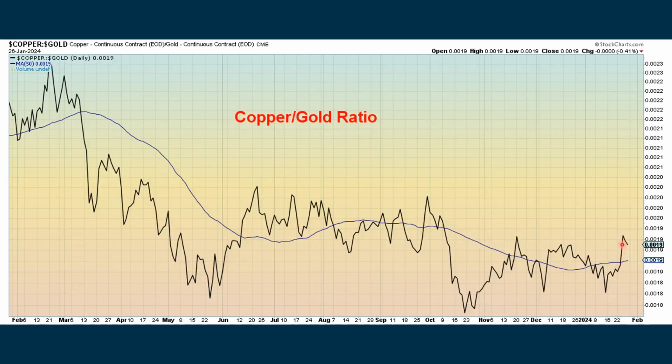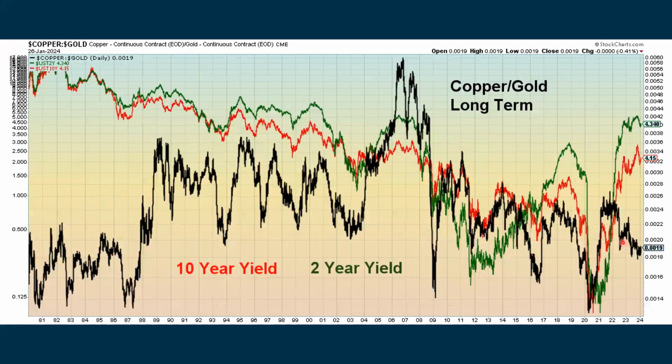Gold, which you have a lot of people that are real fans of gold, it's actually been underperforming, and I'll have some more gold charts to show you. Here's a longer term look at the copper to gold ratio. That's the black line, where overall it just shows that copper's been underperforming.